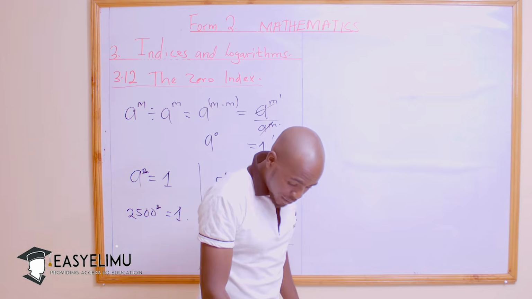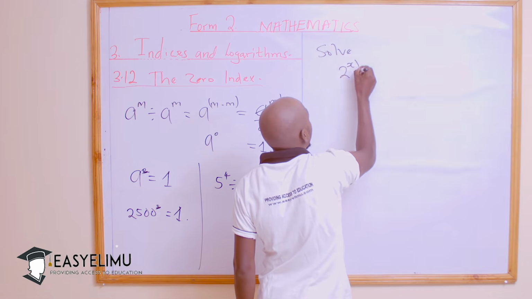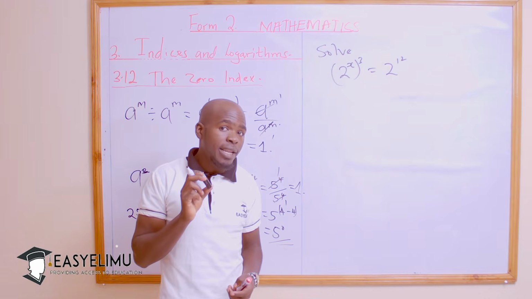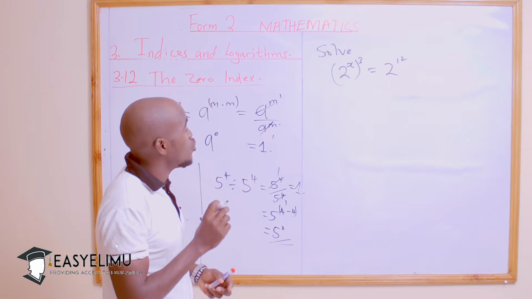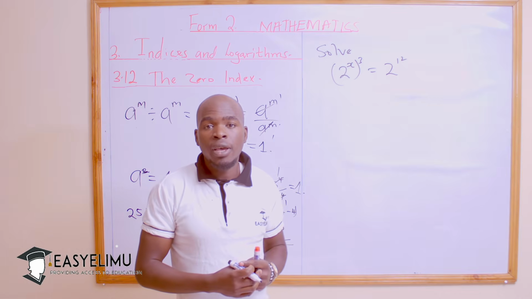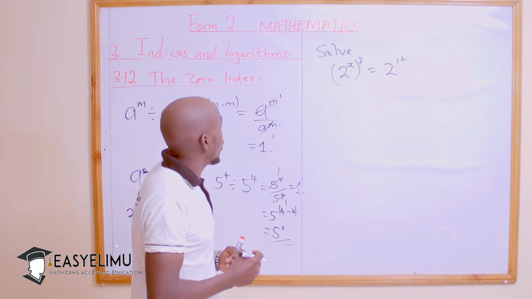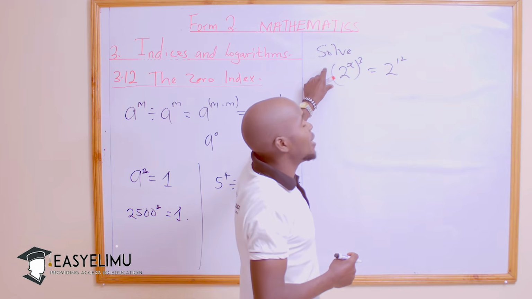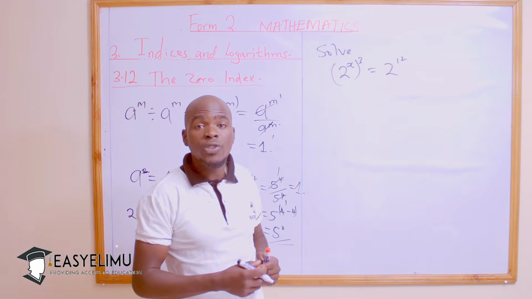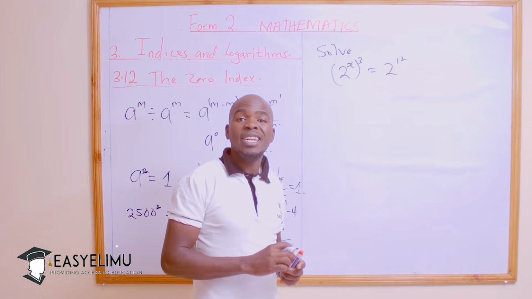Let's consider an example where you are told to solve 2 to the power x, times 2 cubed, equals 2 to the power 12. Another thing you should remember before you do any exercise on indices is to make sure that whatever you work with is of the same identity, or base. If it includes the product rule or the difference rule, you have to make sure that the base is the same.